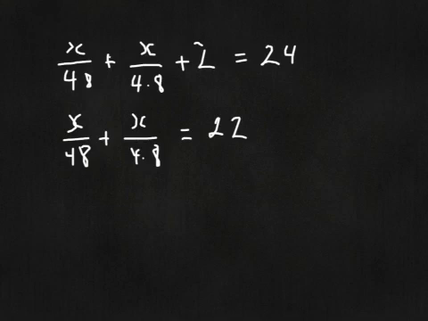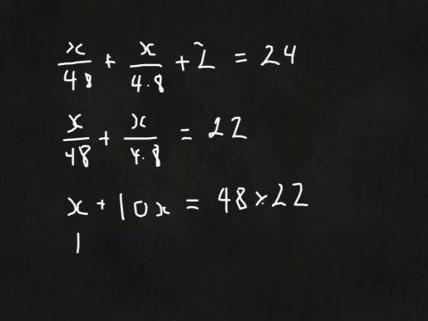Multiply through by 48, and that will get rid of the denominators. So x over 48 times 48 is x. x over 4.8 times 48, well, the 48 and the 4.8 cancel, leaving 10. So it's x plus 10x on that side. And then that's going to be 48 times 22, which I won't bother to calculate yet for reasons which will become clear in a moment. This is 11x equals 48 times 22.